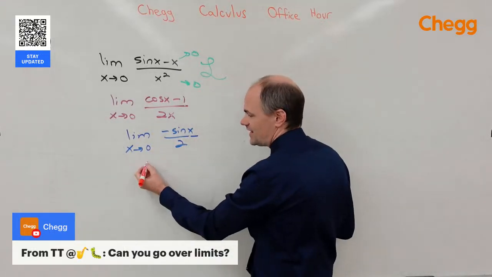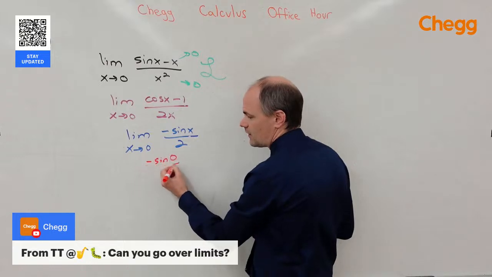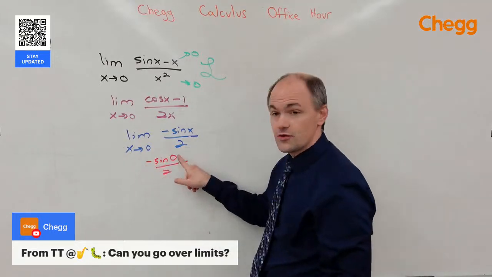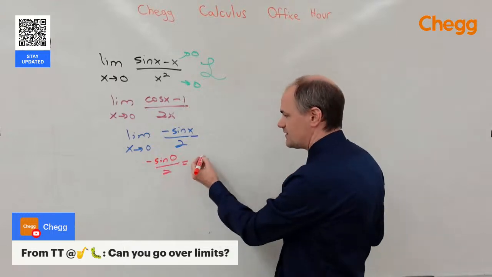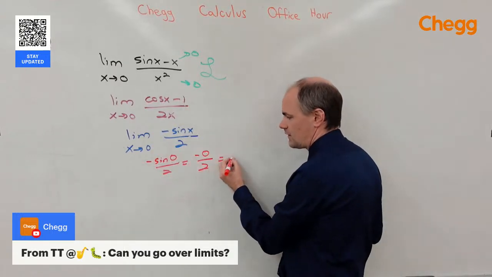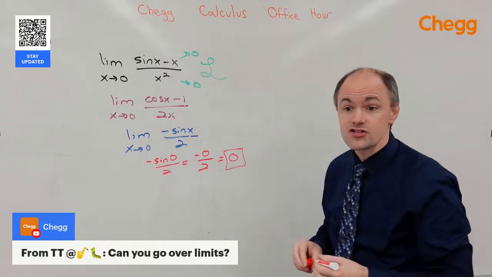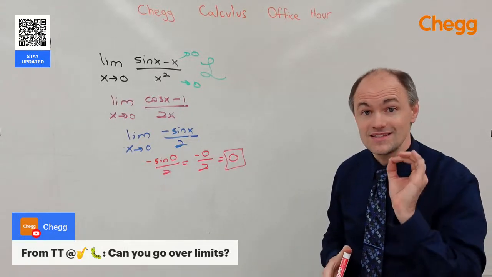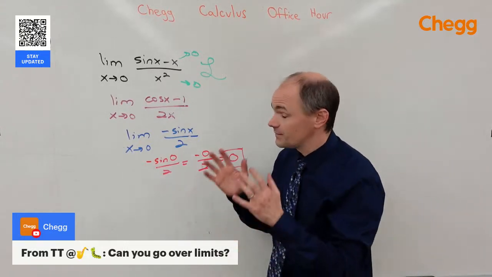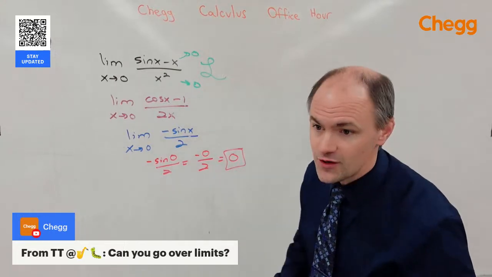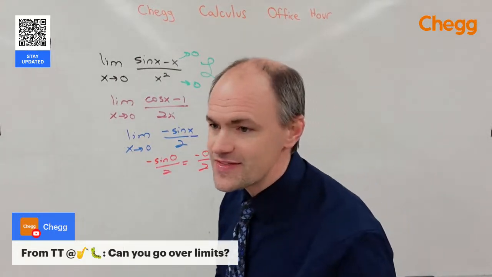Plugging in 0, we get negative sine of 0 over 2. But you remember the sine of 0 is 0. And so this limit actually does go to 0. So L'Hopital's rule is a really fun thing we can do with limits. A lot of great things there.